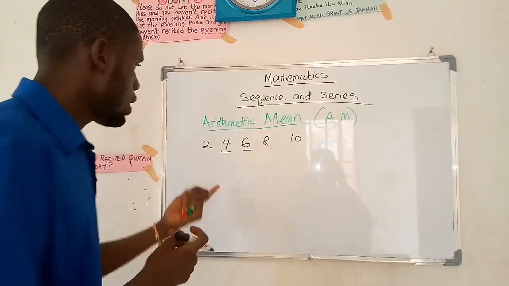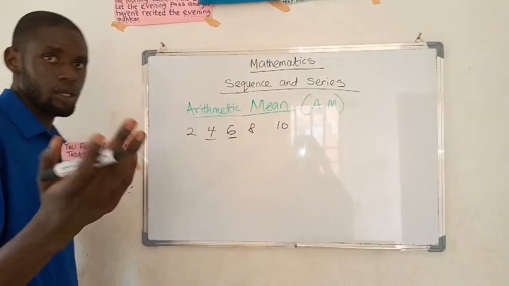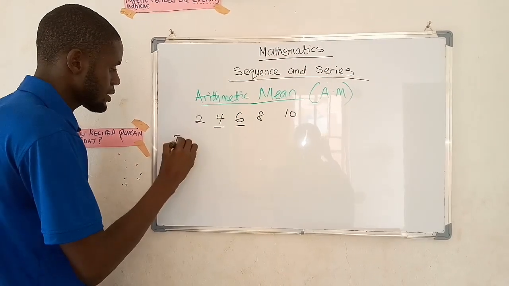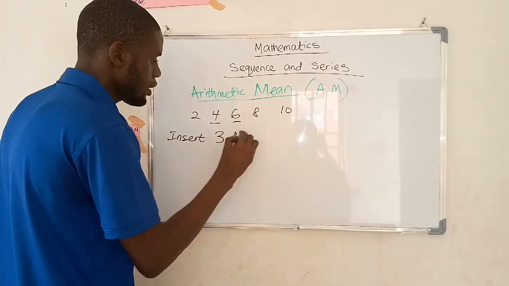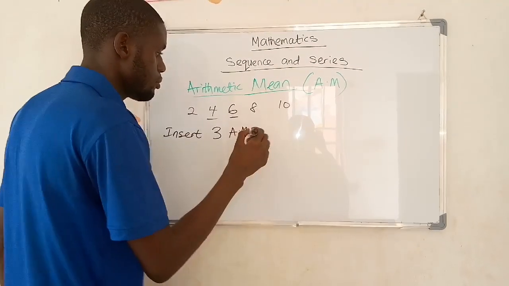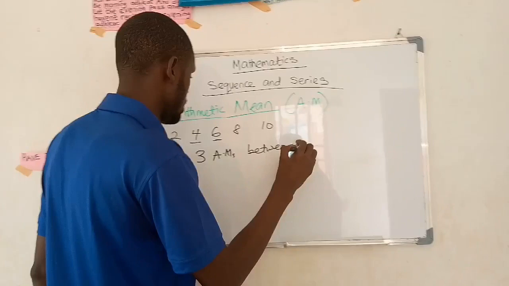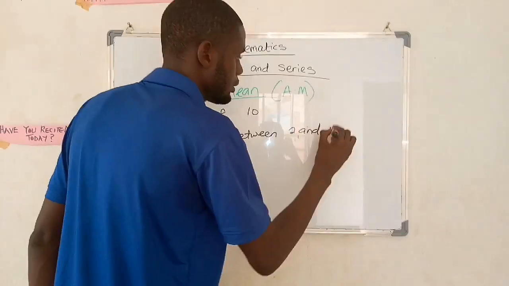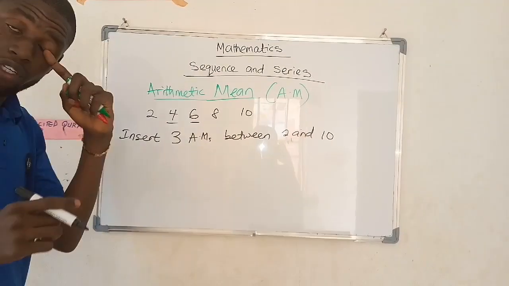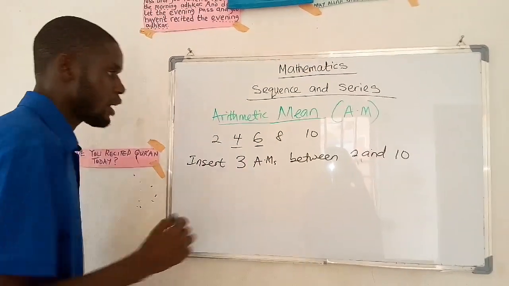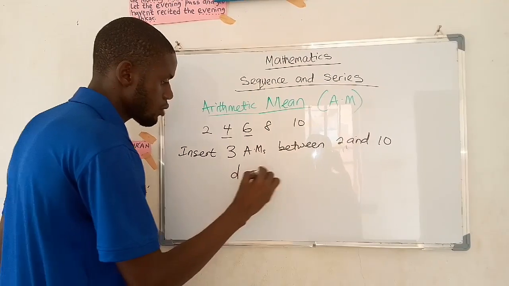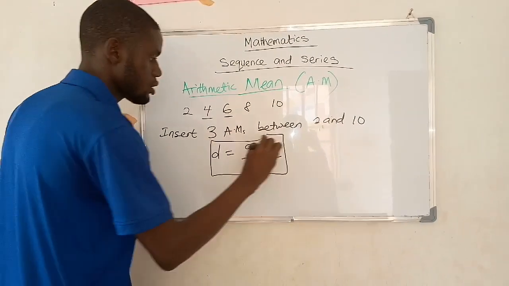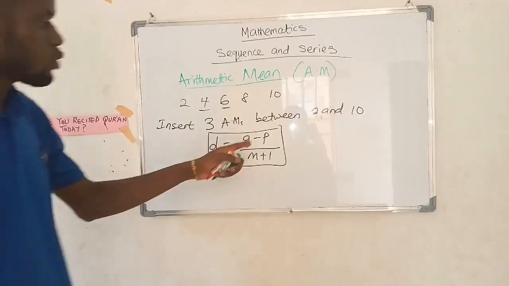Now, how we are going to see it in the problems is you can be asked: insert 3 AMs, that is arithmetic mean, between 2 and 10. So you need to have the common difference. Remember, it's an arithmetic mean, you need the common difference. And the formula for common difference is D equals Q minus P over M plus 1. Don't ever forget this.